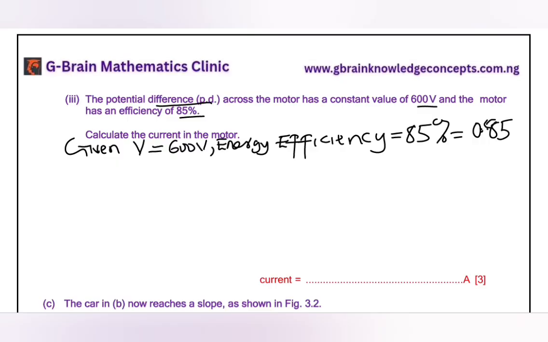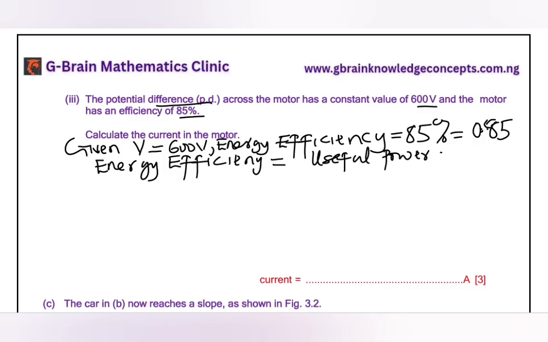So from what we have there, we are going to write out the formula for energy efficiency. Energy efficiency is equal to useful power output divided by total power input.